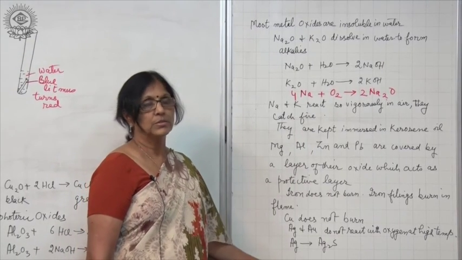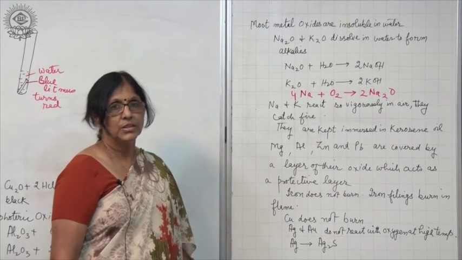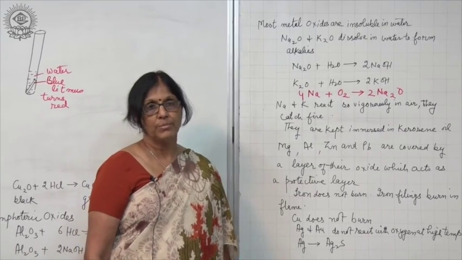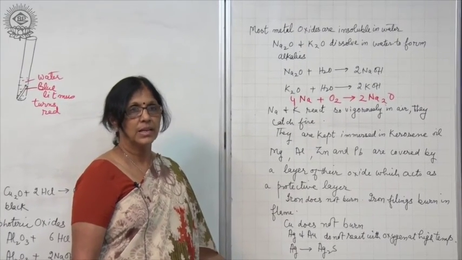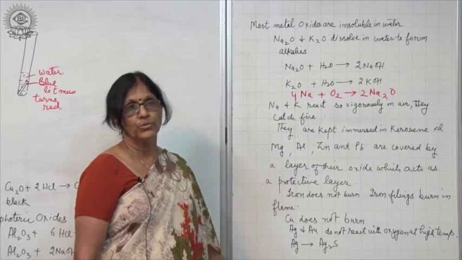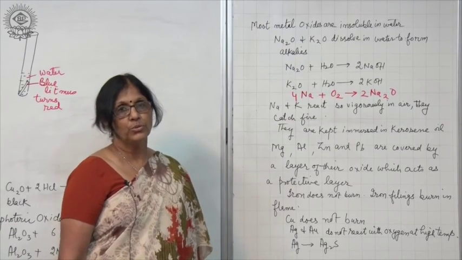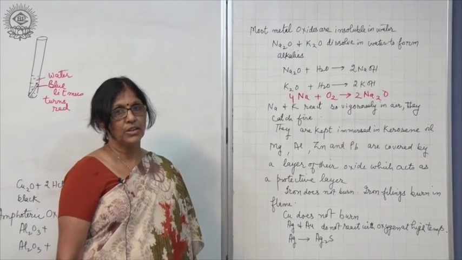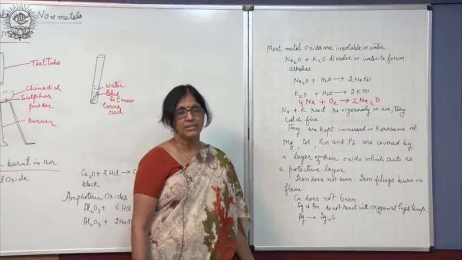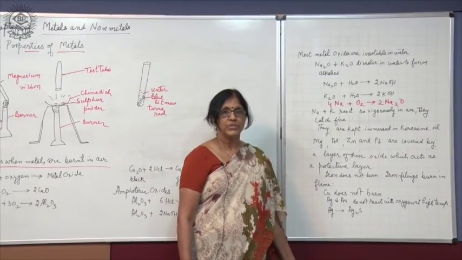Of course, silver jewelry, when it is exposed to air for a long time, becomes black in color, but that is a sulphide it forms. It forms Ag2S, silver sulphide, on reacting with H2S gas, hydrogen sulphide gas present in air.